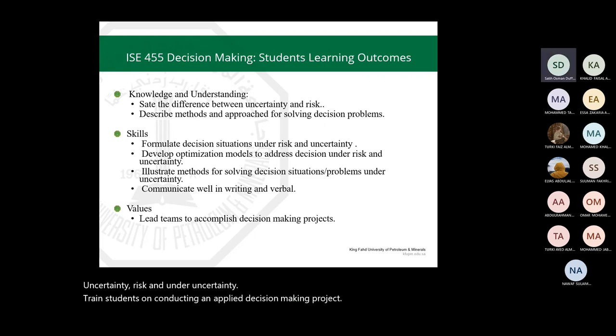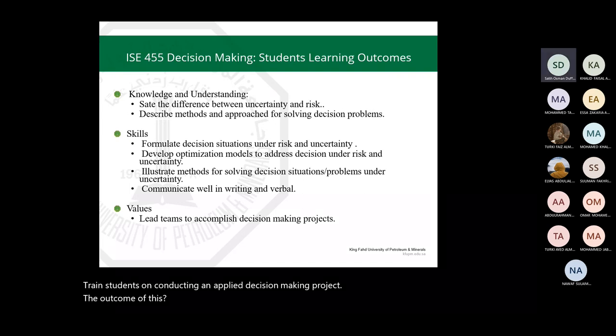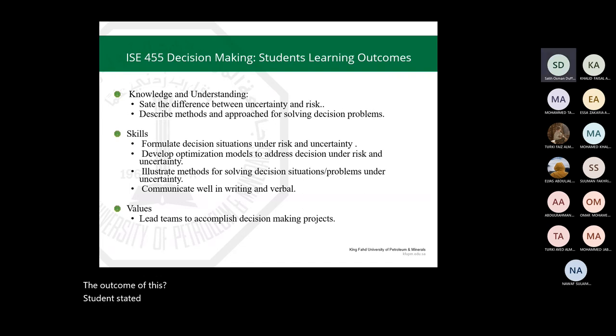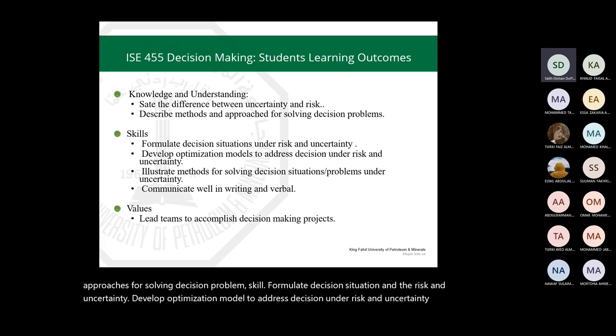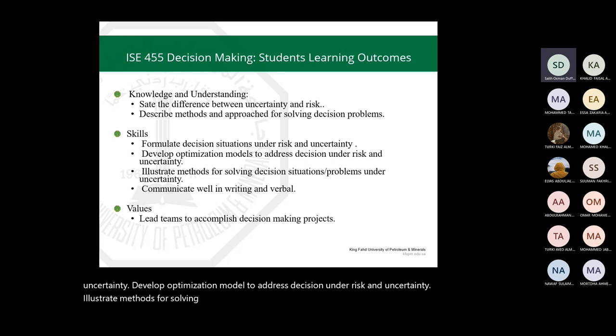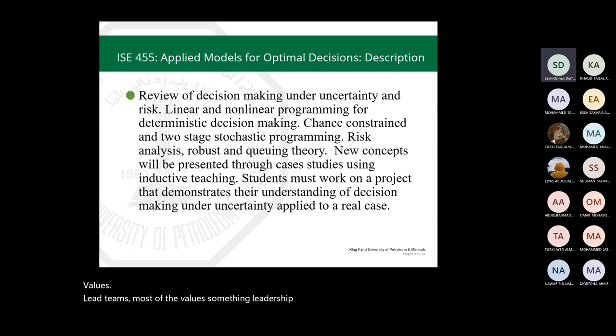The outcomes of this are that the student can state the difference between uncertainty and risk and describe methods and approaches for solving decision problems. As skills, they can formulate decision situations under risk and uncertainty, develop optimization models to address decisions under risk and uncertainty, and illustrate methods for solving decision situation problems under uncertainty. As values, they communicate well in writing and verbally and lead teams. Most of the values are about leadership or things like that.